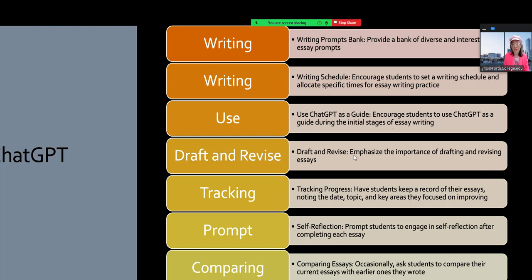Draft and revise. Emphasize the importance of drafting and revising essays. Tracking progress. Have students keep a record of their essays, noting and taking screenshots of when they use ChatGPT so that you can keep a portfolio and you know what part of someone's essay is AI generated, and then you're able to, as a teacher, judge how much the student then integrated their writing with the ChatGPT prompt so that it's not simply only ChatGPT.